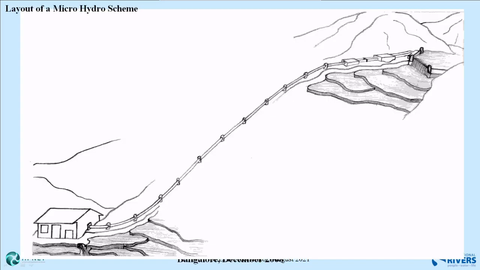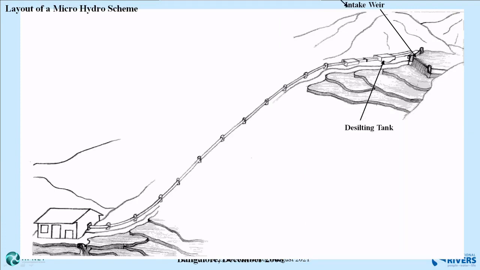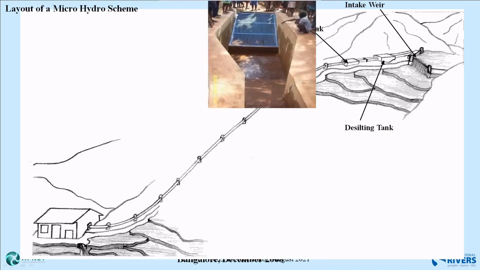This picture shows a typical layout for a micro-hydro scheme. The water is diverted at the intake weir. This water carries a lot of silt. This silt is removed in the desilting tank. It is also known as settling basin. From the desilting tank, the water goes on to another tank called forebay tank. This forebay tank has some interesting features which we will talk about in detail later.